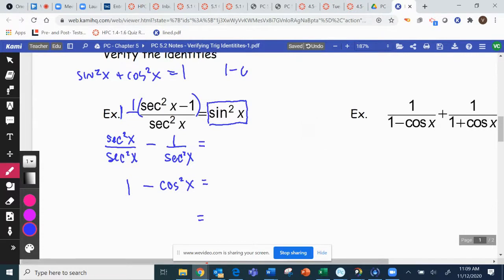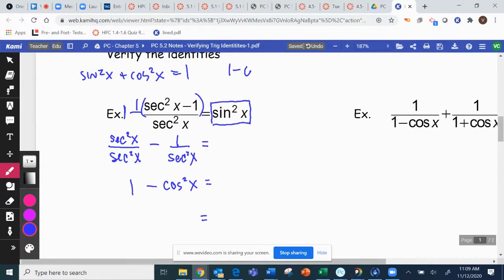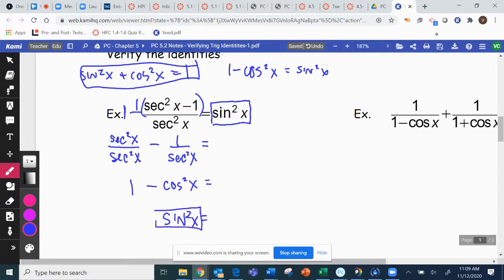Stylus not working again. There we go. If I change this equation around, so I move the cosine squared x to the other side, then I'm just going to have sine squared x. So you don't have to have all of those trigonometric identities memorized. You just have to know how to manipulate the first one. Now, this does match the original, so I'm done.